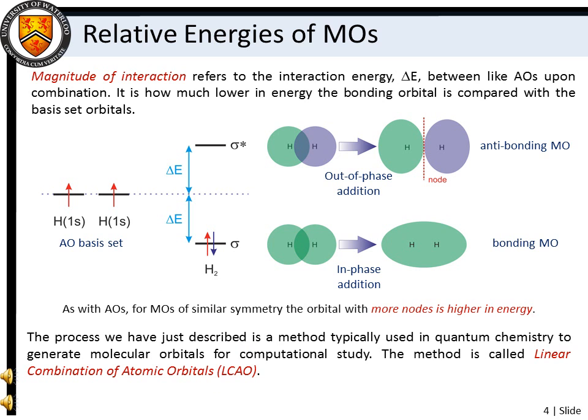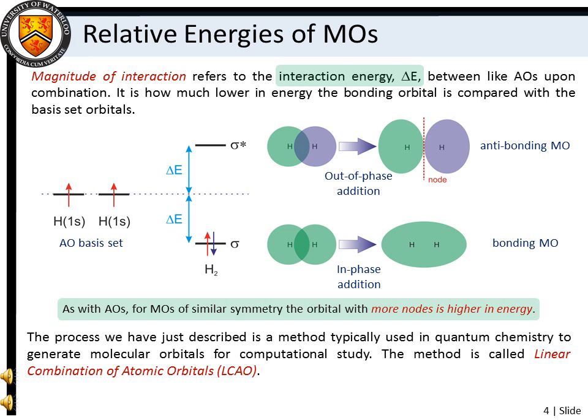When we say magnitude of interaction, we are referring to how much lower in energy the bonding MO is in comparison with the corresponding separated atomic orbitals. For molecular hydrogen, this is also how much higher in energy the antibonding MO is with respect to the separated AOs. It should be noted that, like atomic orbitals, for MOs of similar symmetry, the orbital with more nodal surfaces is higher in energy. This method of combining atomic orbitals to produce molecular orbitals is known as LCAO, which stands for Linear Combination of Atomic Orbitals.